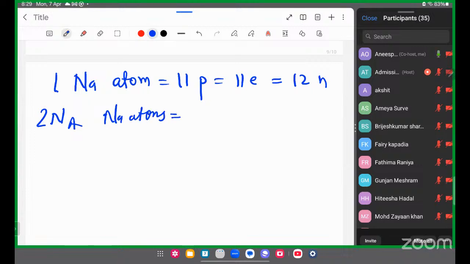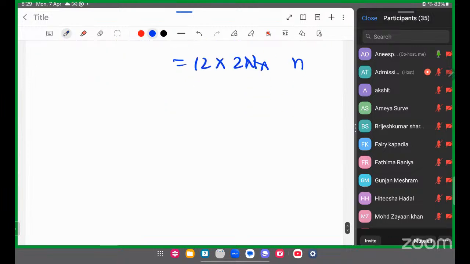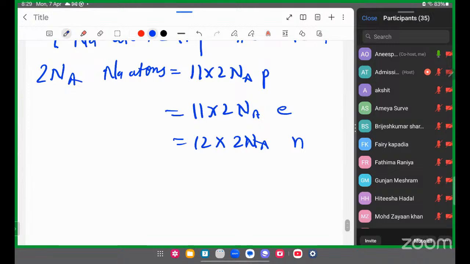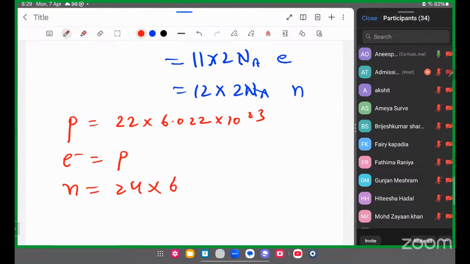If we have twice of Na atoms of sodium, how many protons will be there? This will be 11 into twice of Na protons, 11 into twice of Na electrons, and 12 into twice of Na neutrons. So the answer will be 22 Na protons, 22 Na electrons, and 24 Na neutrons. In numerical value, protons will be 22 into 6.022 into 10 raised to power 23. Electrons will be the same as protons, and neutrons will be 24 into 6.022 into 10 raised to power 23.